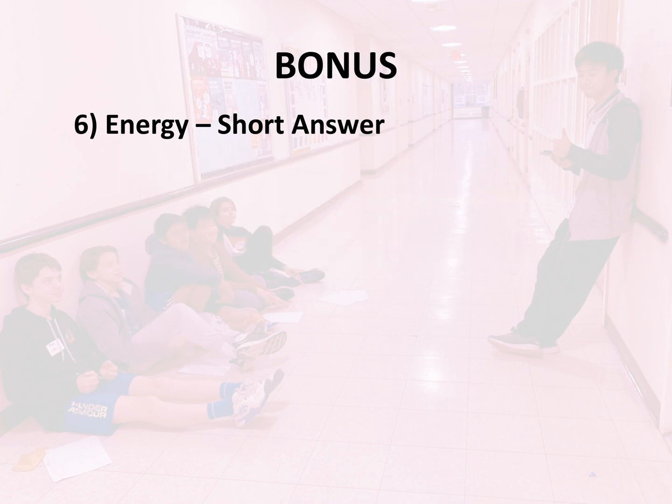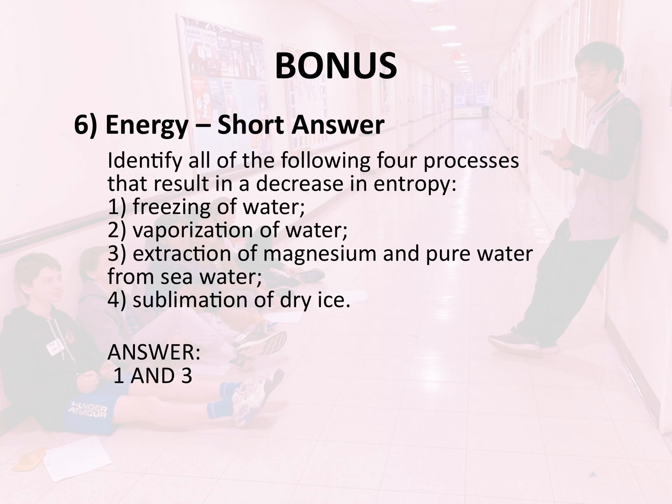Bonus 6. Energy, short answer. Identify all of the following 4 processes that result in a decrease in entropy. 1. Freezing of water. 2. Vaporization of water. 3. Extraction of magnesium and pure water from seawater. 4. Sublimation of dry ice. Answer: 1 and 3.